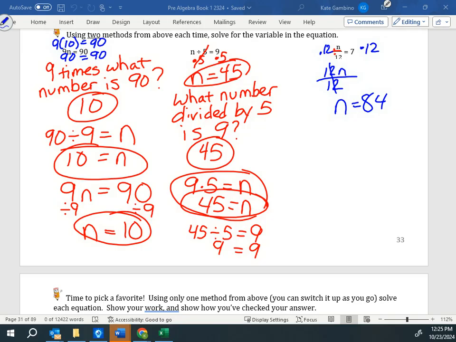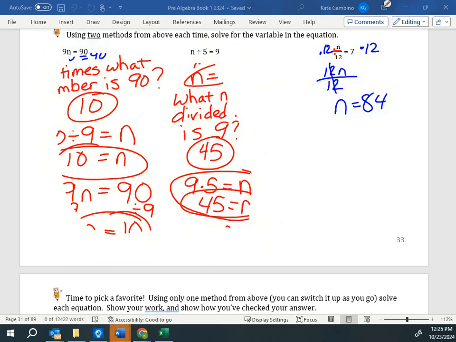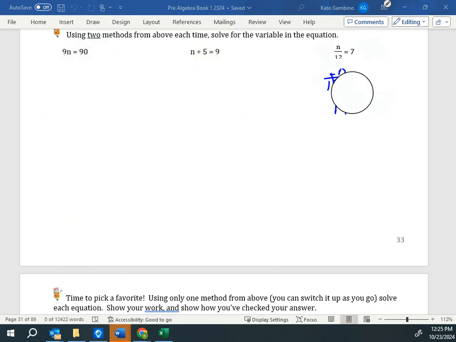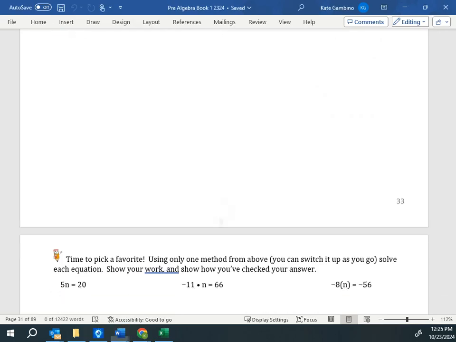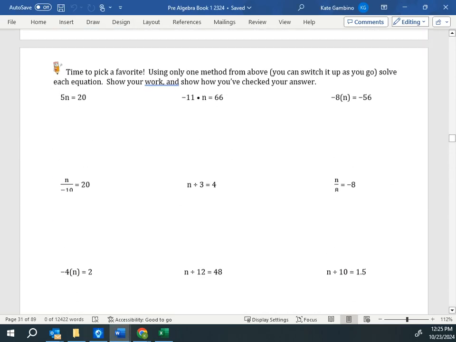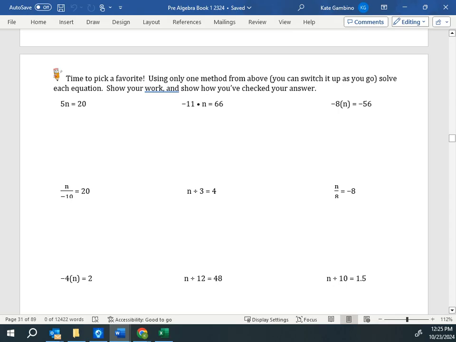Write a second way for this one. Do your logic question, do a fact family, and check it. Make sure we did our math right. On the second page, pick your favorite one. Logic, fact family, opposite operations, whichever one works for each individual problem. You're not stuck with just one the whole time.